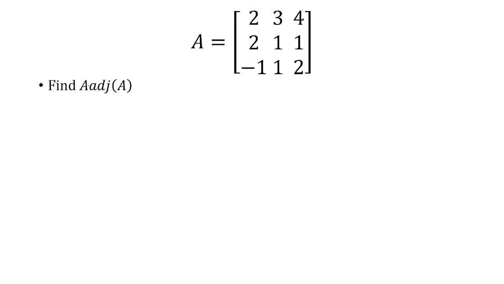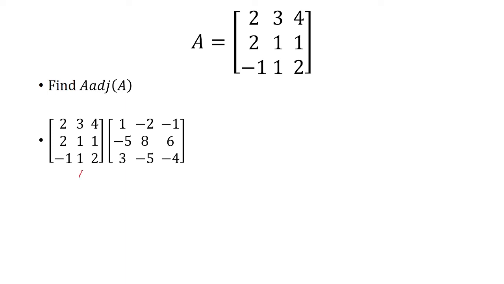Now we want to find A times the adjoint of A. So this is A, and this is the adjoint of A. The way we multiply is by row times column. And so we get basically the identity matrix, except instead of 1s you have negative 1.